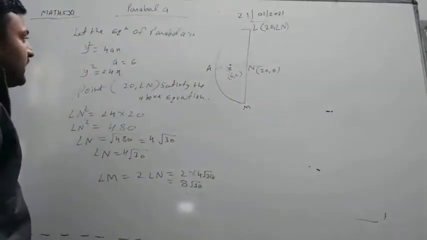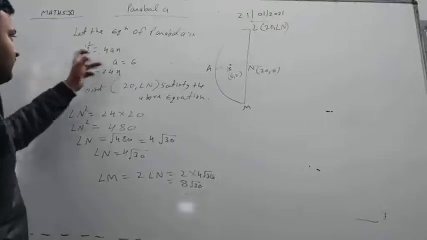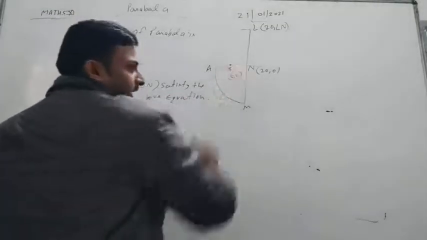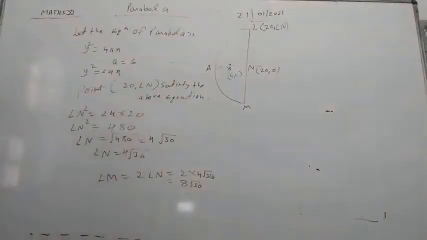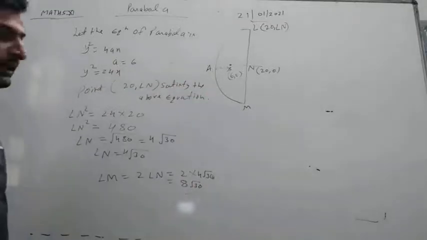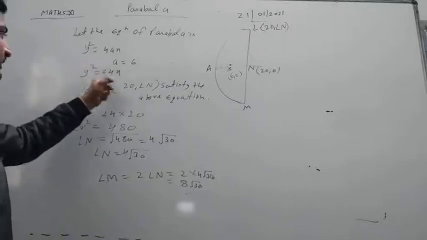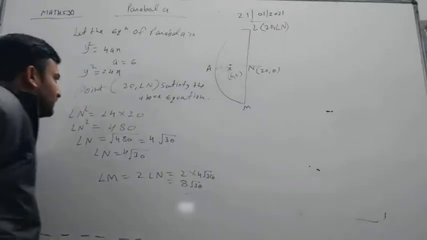Now the equation of the parabola will be what? y square is equal to 4ax. So here S is our focus, so its coordinate will be (6, 0). Okay, so our a is 6 from here. So we substitute in this equation, and we get the equation of the parabola, which is y square is equal to 24x.